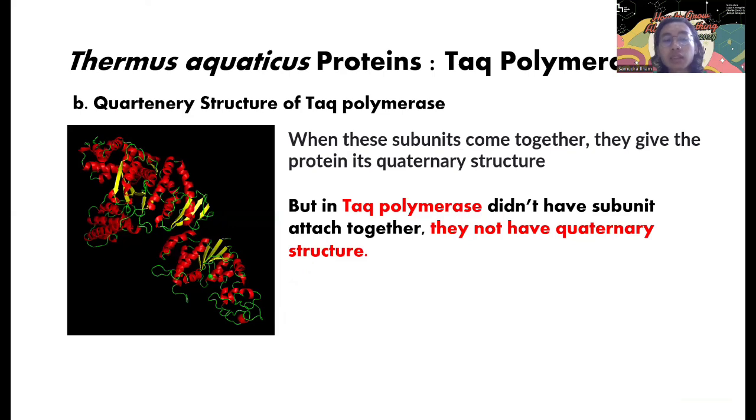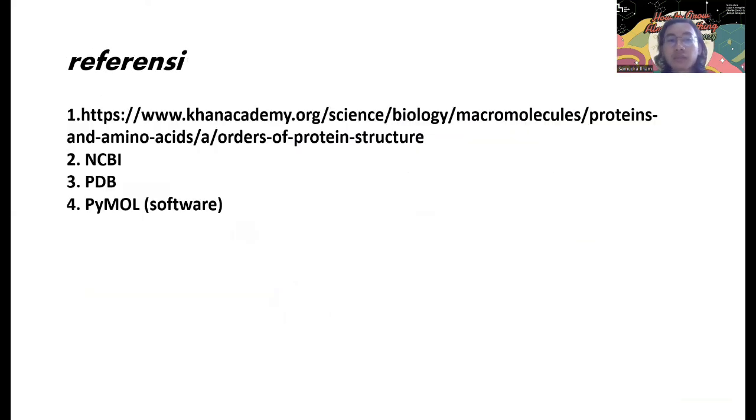The quaternary structure, the last structure of proteins, specifically in polymerase, is when the subunits come together, they give the protein its quaternary structure. But Taq polymerase doesn't have subunits attached together, so it does not have a quaternary structure.